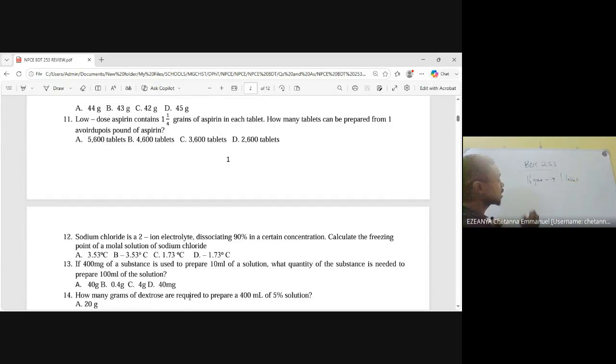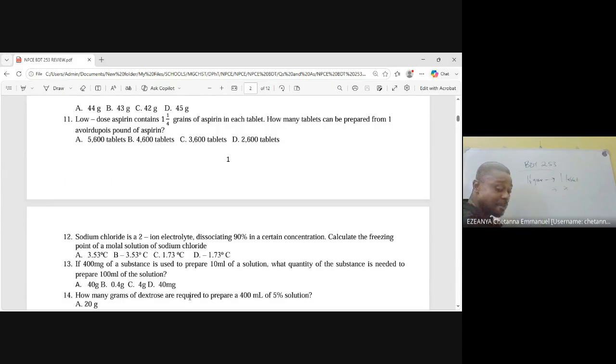But they ask us how many tablets can be produced from 1/2 a day per pound, which is X. But here it is in 1/2 a day per pound. We have to move this 1/2 a day per pound to grain. And 1/2 a day per pound here is 7,000 grains.